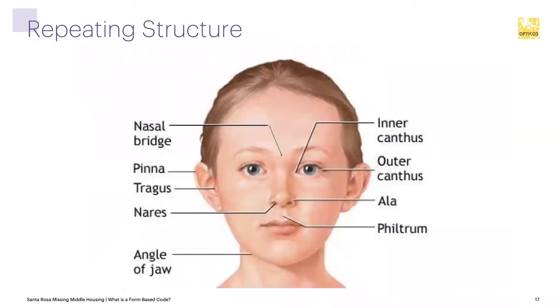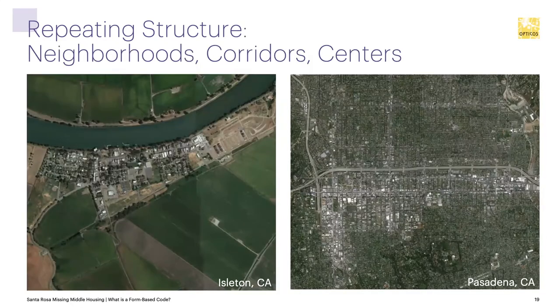And then lastly, the repeating structure of communities is really what the form-based code is looking for. I love this analogy of the human face to make this point. All of us are unique, thankfully, and we all look different. Even twins, if you look at them closely, have differences that you can recognize after you talk to them for a little while. And if you're talking to twins, they'll tell you themselves. But no matter what, we all share the same anatomy. So take that anatomy of the face and that repeating structure that we all share, and now apply that to communities.